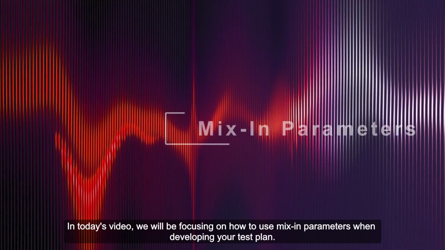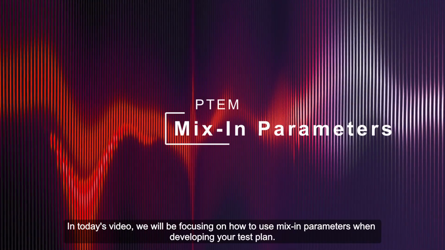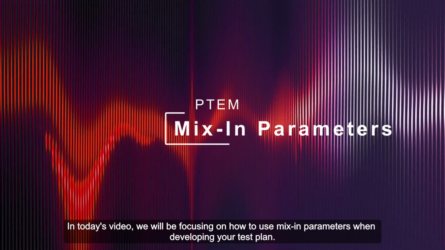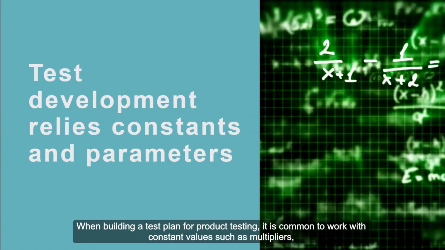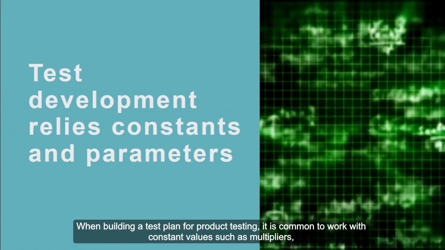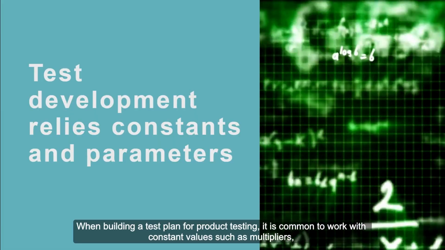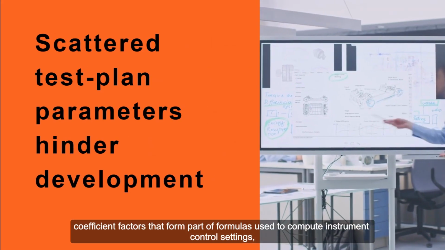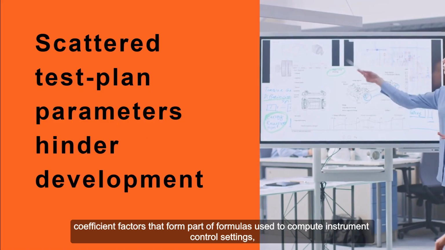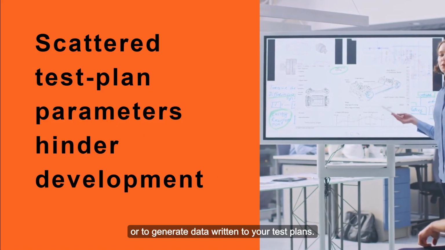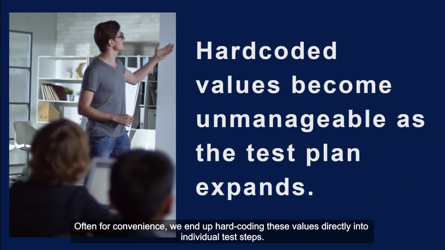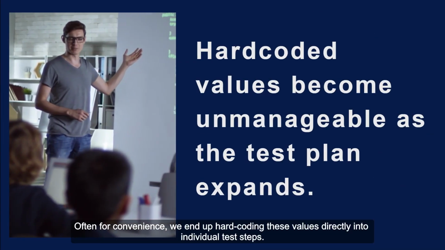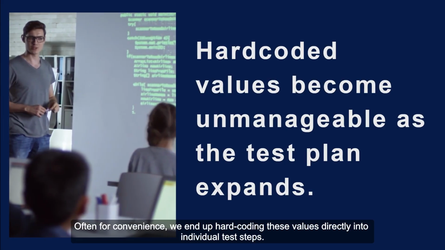In today's video, we will be focusing on how to use mix-in parameters when developing your test plan. When building a test plan for product testing, it is common to work with constant values such as multipliers, coefficients, and factors that form part of formulas used to compute instrument control settings or to generate data written to your test plans. Often for convenience, we end up hard-coding these values directly into individual test steps.